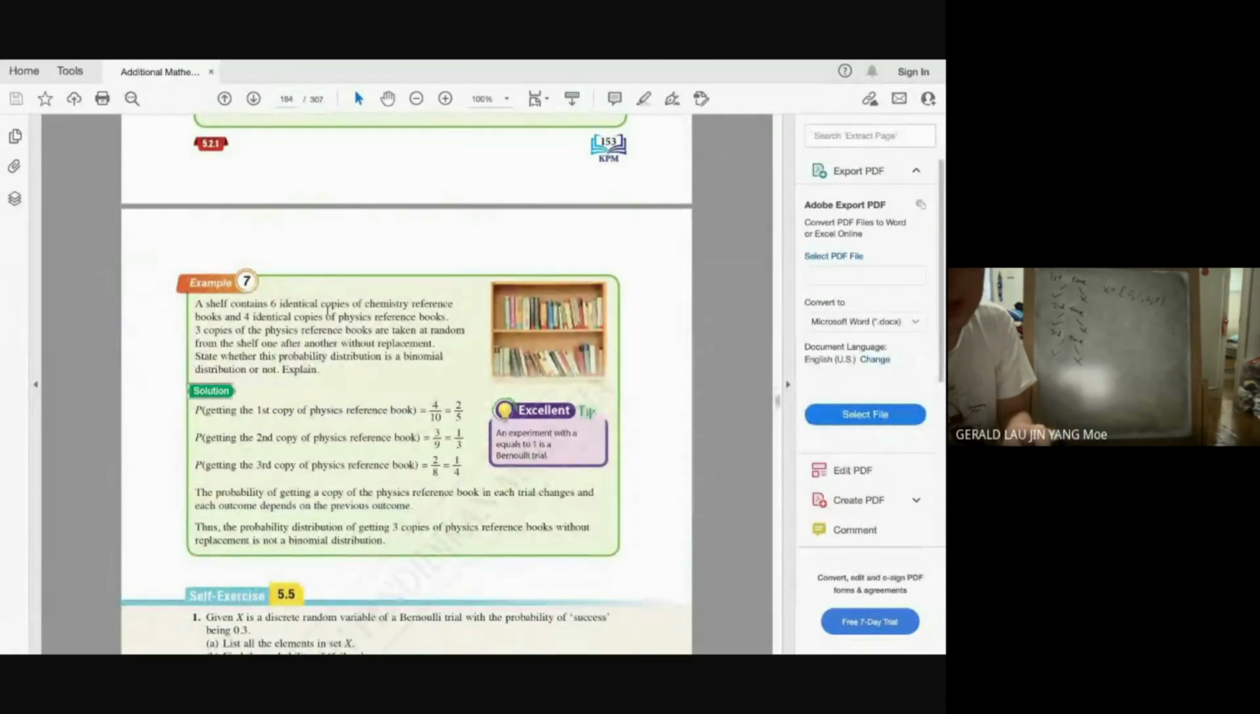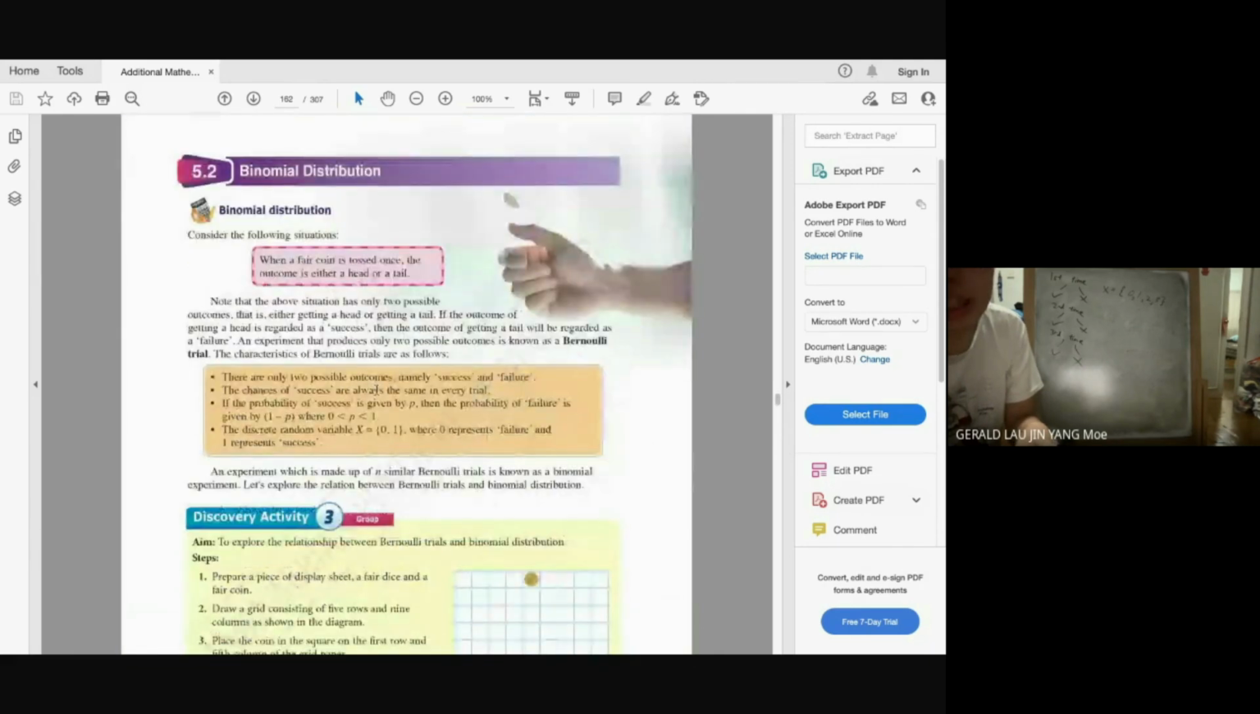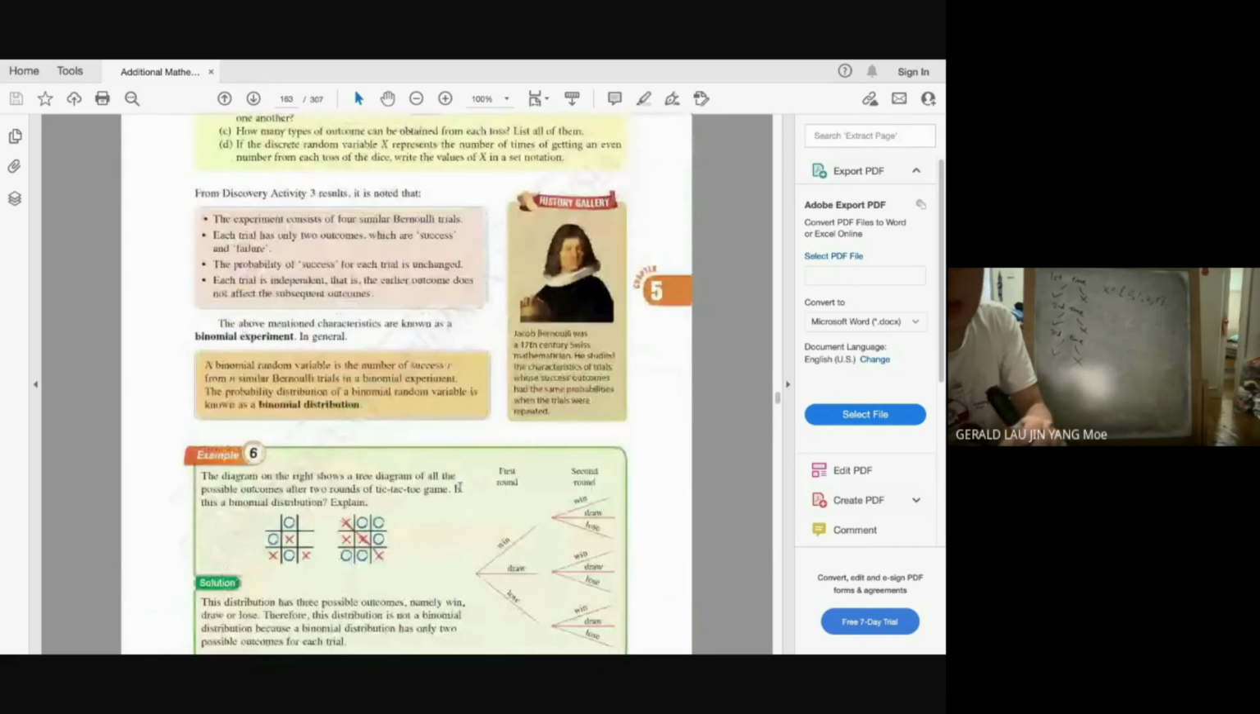A shelf contains 6 identical copies of a chemistry reference book and 4 of physics. 3 of the books are taken randomly from the shelf, one after another without replacement. State whether this probability distribution is a binomial distribution or not. The answer is no, because you don't replace it. When you don't replace it, the probability of success changes. The chances of success will always change. But for a Bernoulli trial, it will always be the same in every trial. So that means it's not a Bernoulli trial.